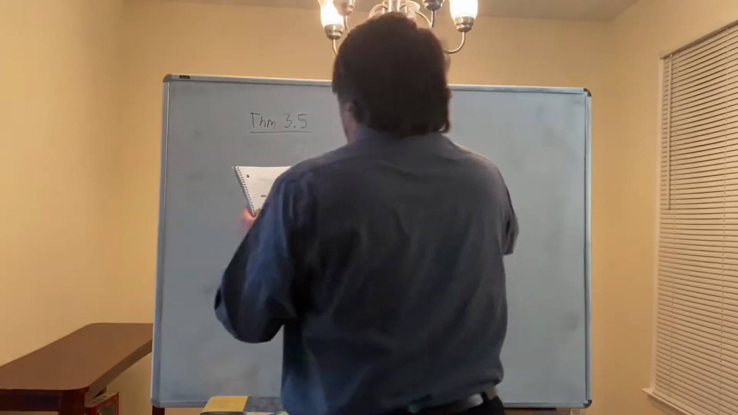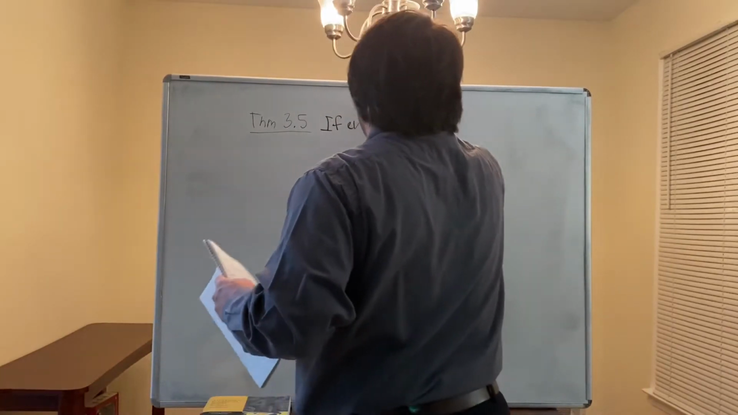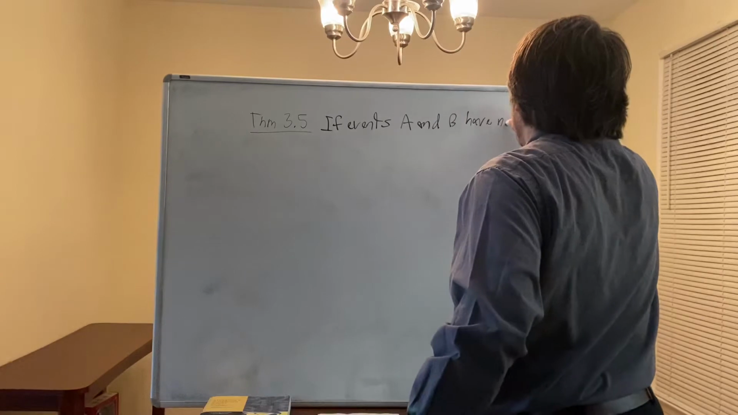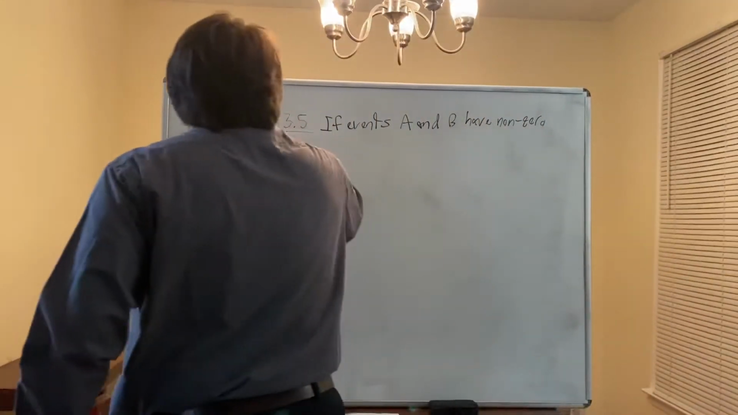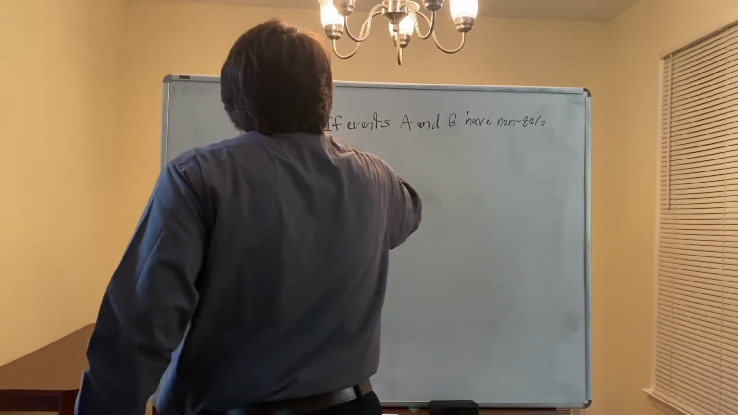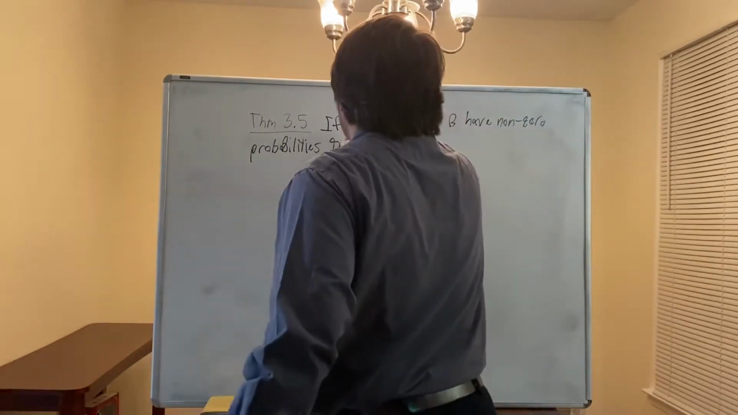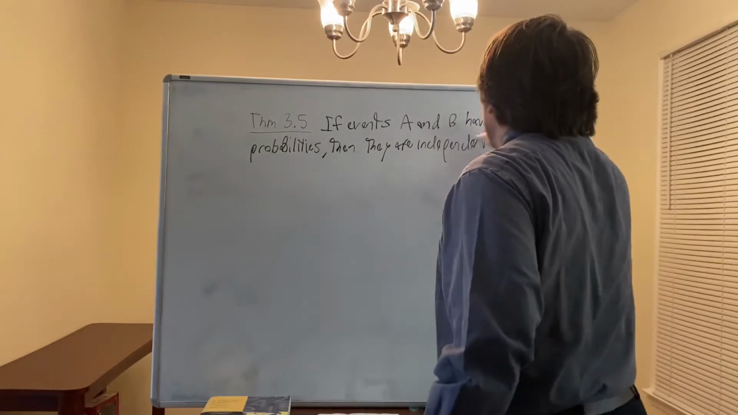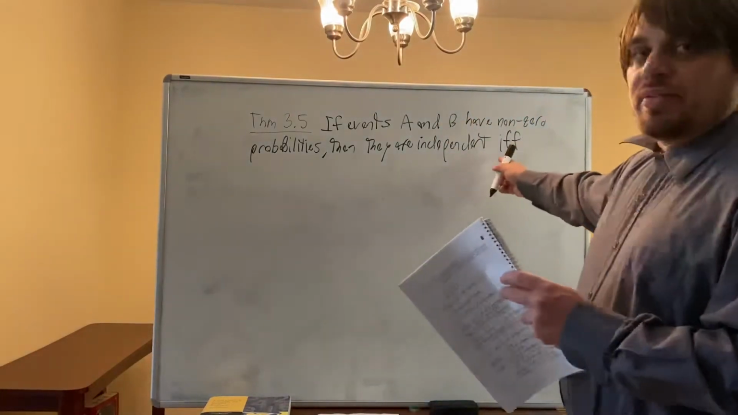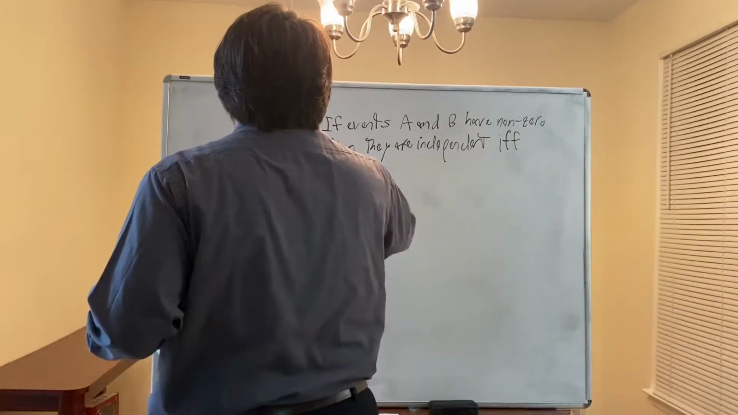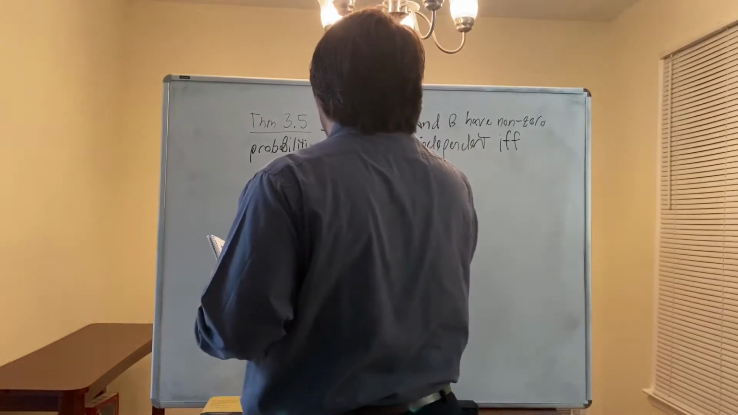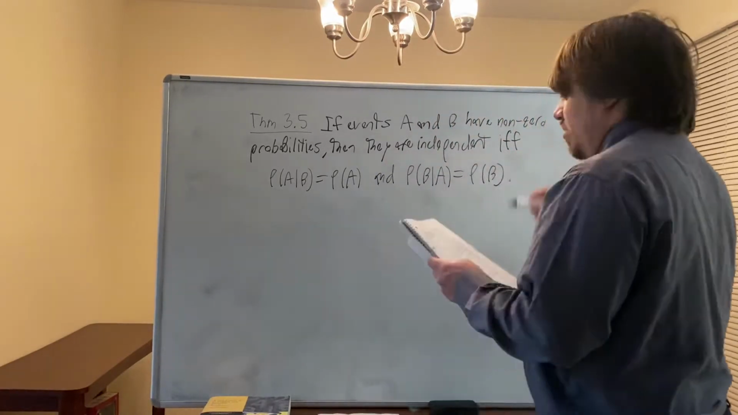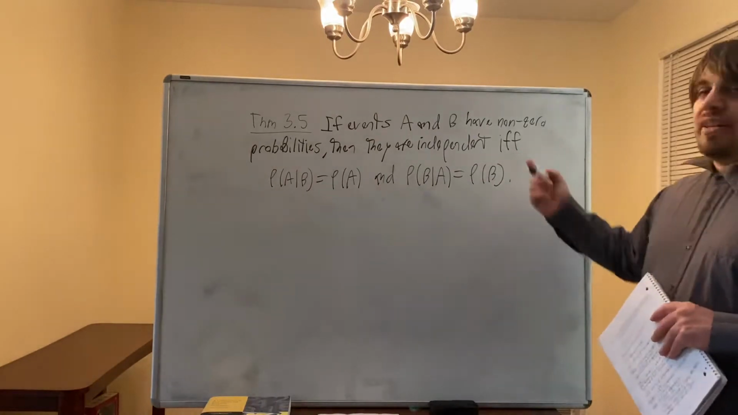Theorem 3.5: if events A and B have non-zero probabilities, then they are independent if and only if, IFF stands for if and only if, the probability of A given B is equal to the probability of A, and the probability of B given A is equal to the probability of B. If and only if means logically equivalent.